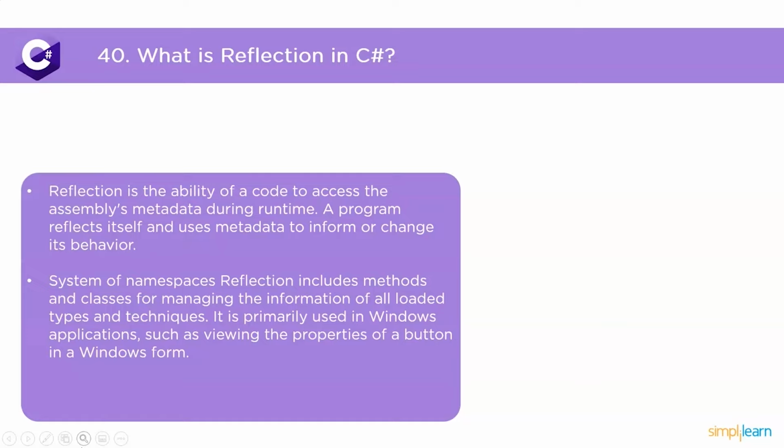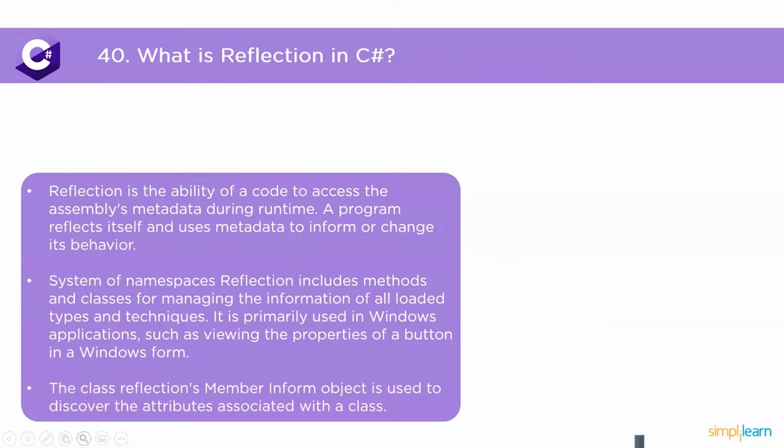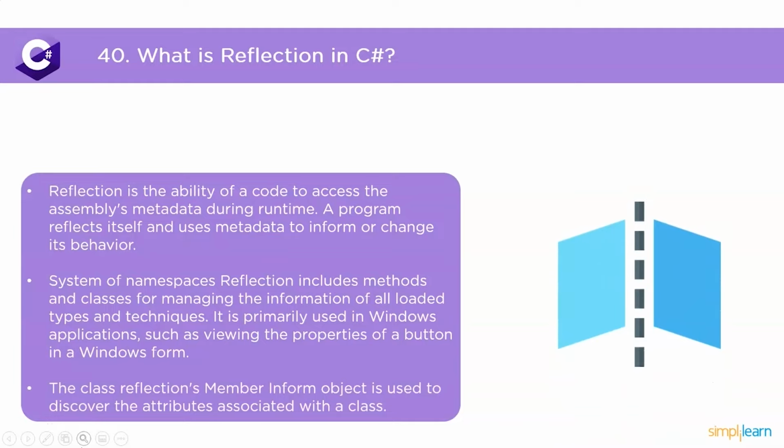A program reflects itself and uses metadata to inform or change its behavior. The System.Reflection namespace includes methods and classes for managing the information of all loaded types and methods. It is primarily used in Windows applications, such as viewing the properties of a button in a Windows form. The class MemberInfo is used to discover the attributes associated with the class.